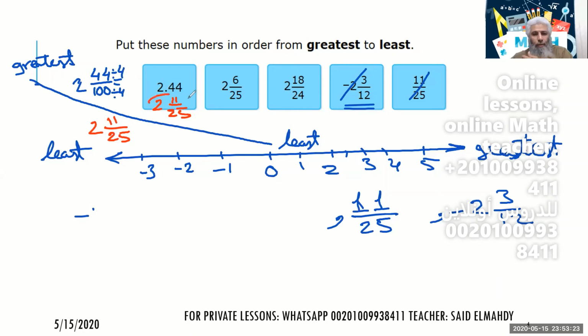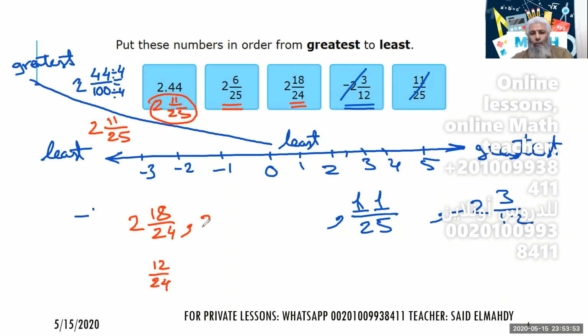So this is more than this. And this one is more than both of them, because 18 over 24 is greater than 1/2. This will be the greatest, 2 and 18 over 24, because half of 24 is 12 over 24, and 18 is greater than 1/2.